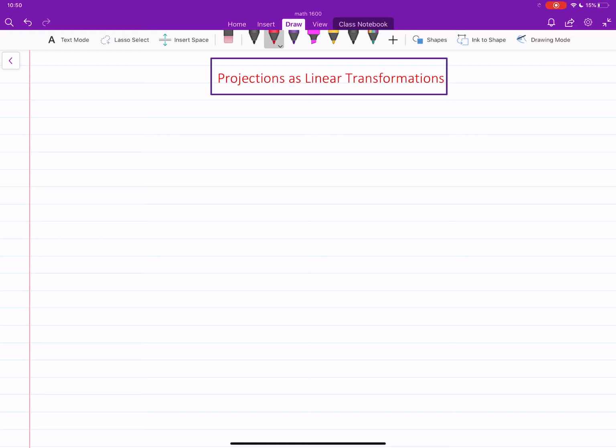Hi, in this video we will show that projections are linear transformations, and in some examples we will find the standard matrix of projections as linear transformation. Let me start with recalling what was projection on a vector. Projection on vector u in Rn is given by this. So projection on u, this is the notation. When we apply it on a vector v, this is u dot v over u dot u, then scalar multiplied to u.